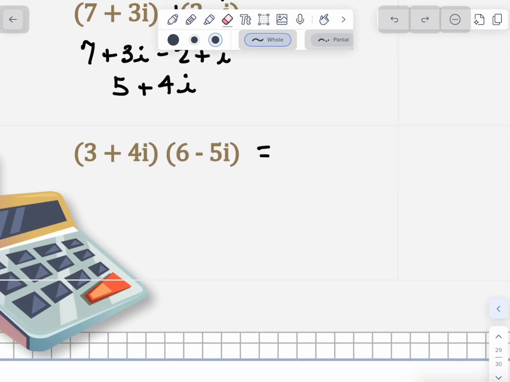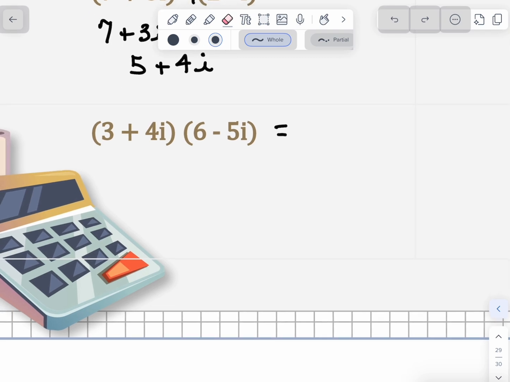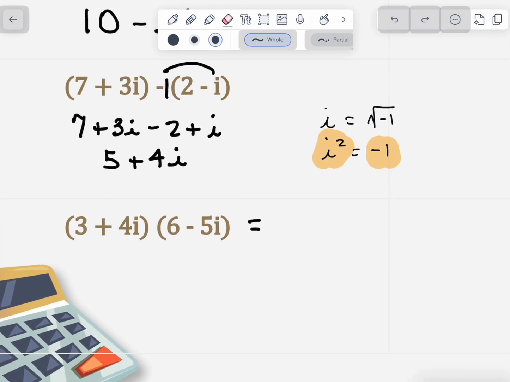Now moving over to multiplying. So most of the time when you multiply with binomials, you do one of two things. You double distribute, or you use the area model. So we're going to go ahead and use the area model. What we need to remember, though, is that if i is defined as the square root of -1, then i squared is defined as -1. And that's a really important thing to keep in mind here.